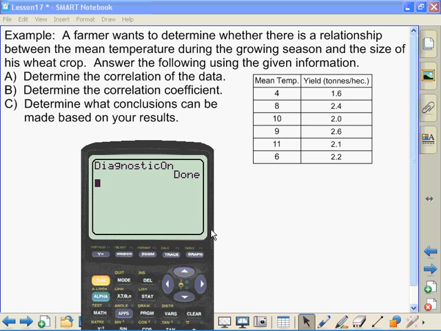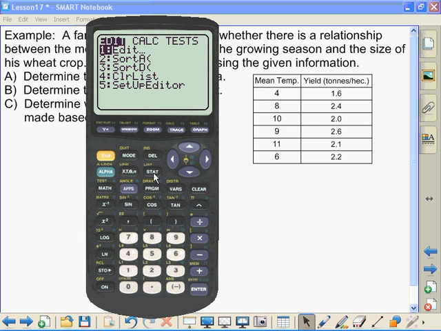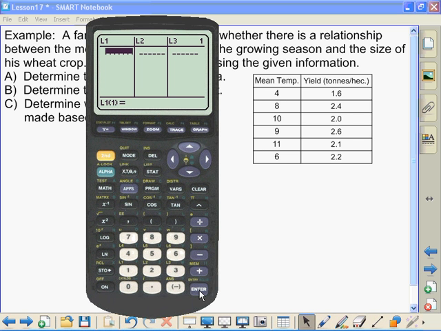So the example, a farmer wants to determine whether there's a relationship between the mean temperature during the growing season and the average of his wheat crop. So we have the following data in the chart, and we're going to enter that data into the graphing calculator. So we're going to hit the stat button, and we're going to edit. We're going to put that T-chart into our calculator. So the L1, L2, L1 is the X value, and that's the mean temperature. So the mean temperature is our independent variable, and the dependent variable was what the yield was that year.